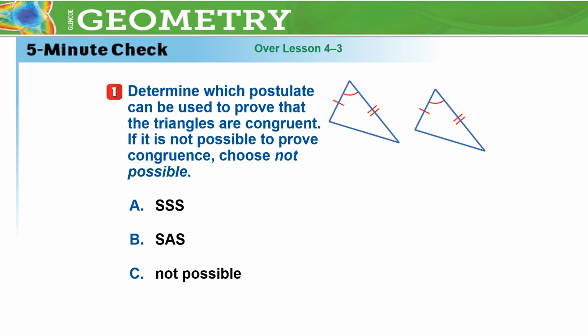Number 1, here you have two triangles and you have two sides congruent to their corresponding and one angle between two sides equal to its corresponding. Then it's called side angle side.